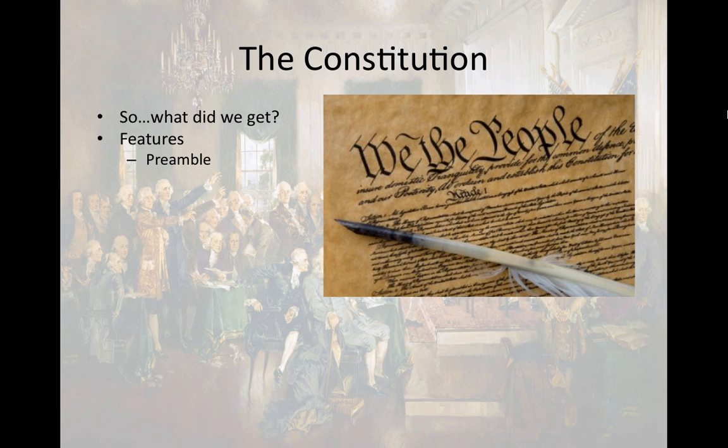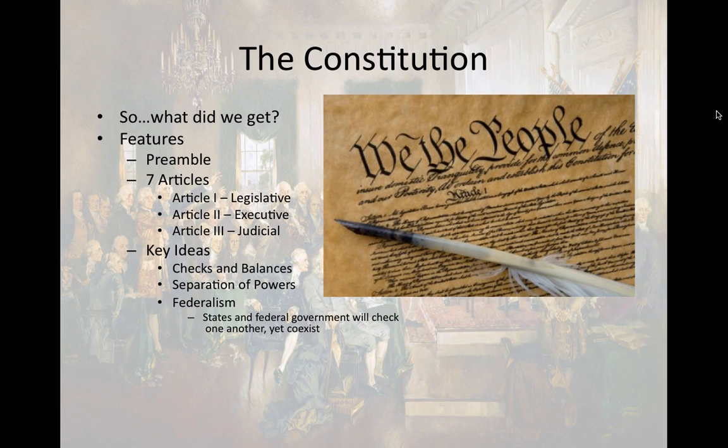They give us a document that has a preamble, which we'll talk about in a second, a document that has 7 articles. The first 3 are the most important. The first one sets up Congress, the second one sets up the executive branch, and the third one sets up the judicial branch and federal courts.